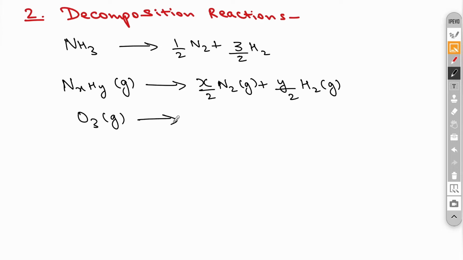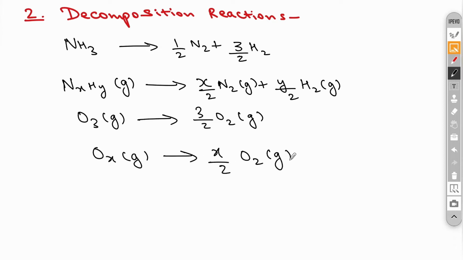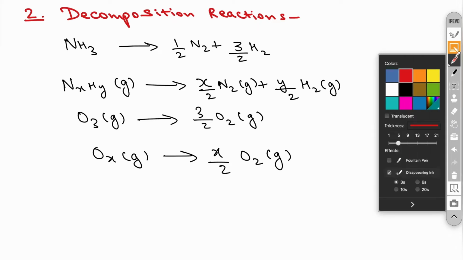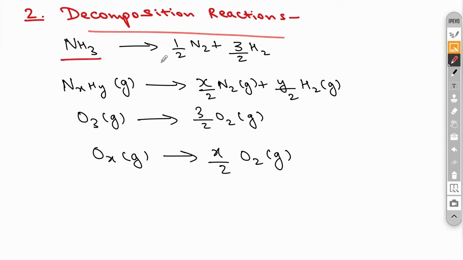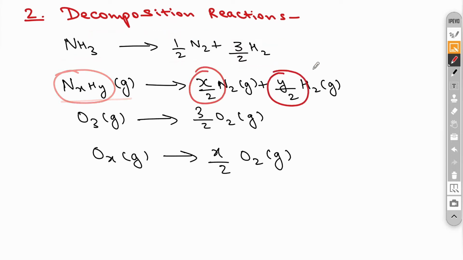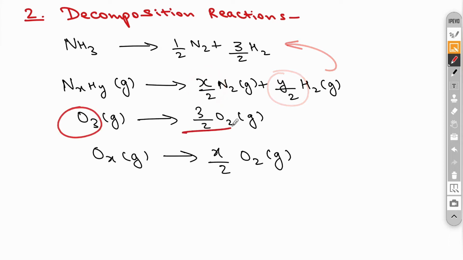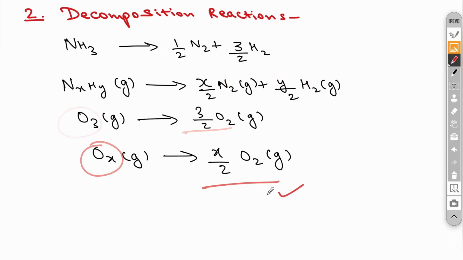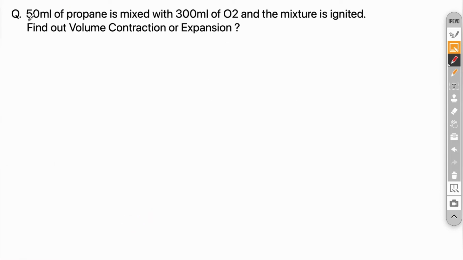O3, ozone in gaseous state, will decompose into 3 by 2 moles of O2 in gaseous state. Also Ox in gaseous state will go into x by 2 of O2 in gaseous state. You can simply see the symmetry in these reactions. The first and second one, the third and fourth one, we have just put values or just examples to show how these reactions occur. One more important thing is that you should always check whether balancing is done or not for the reaction to occur. Now moving further, here's a problem.